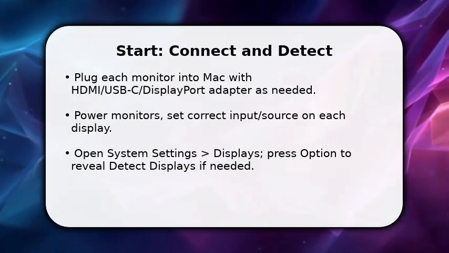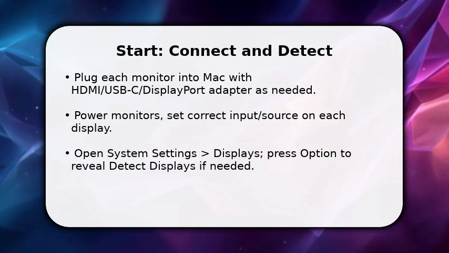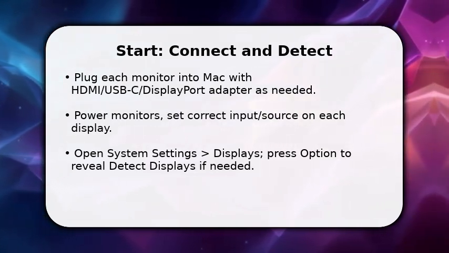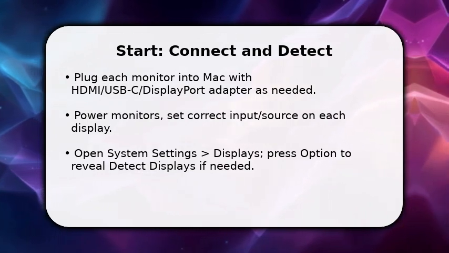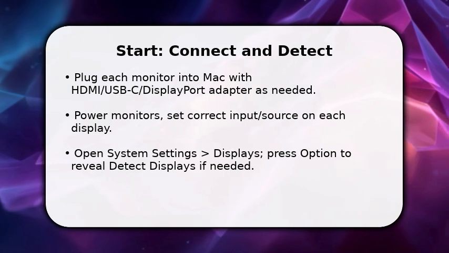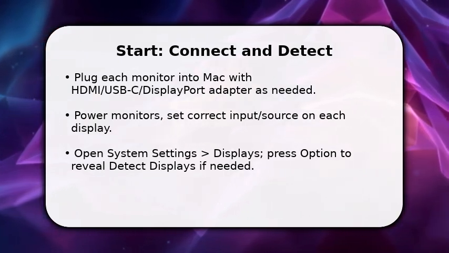You begin by physically connecting both monitors so Mac OS can see them. Plug the cables, choose the monitor input, and power each screen. Once done, open System Settings and go to Displays. Press Option to reveal Detect Displays if one monitor doesn't appear.